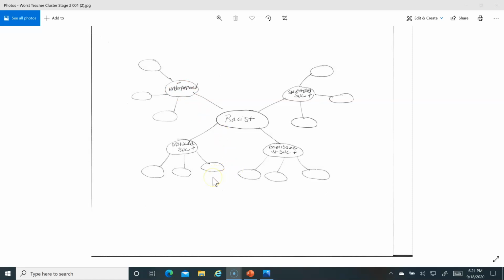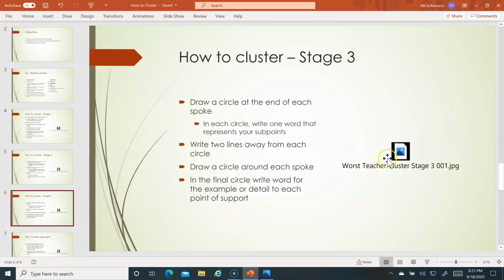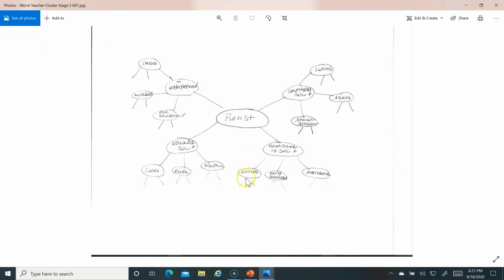All right, so let me go back to my PowerPoint. It looks like the program that I'm using to record the video doesn't let me access the video directly from the PowerPoint, so I have to go back and forth. So sorry about that. All right, so then at the end of each circle, you wrote your subpoints at the very end. And then at the very end of those subpoints, you draw 2 lines away from it. So let me show you that.